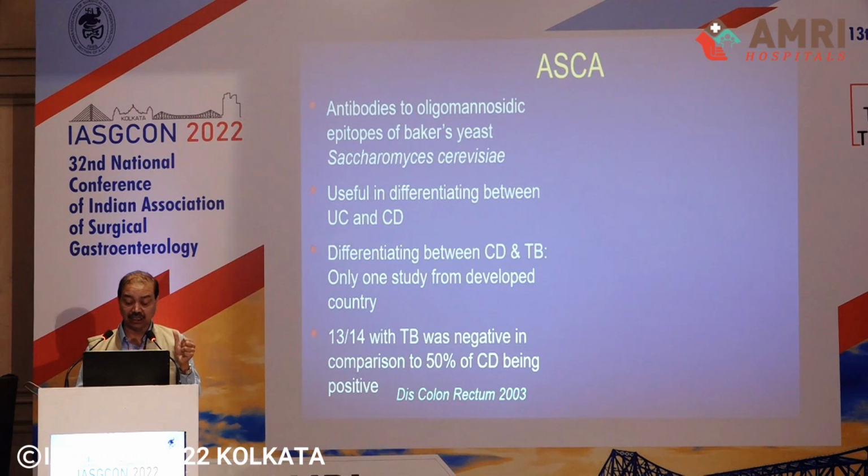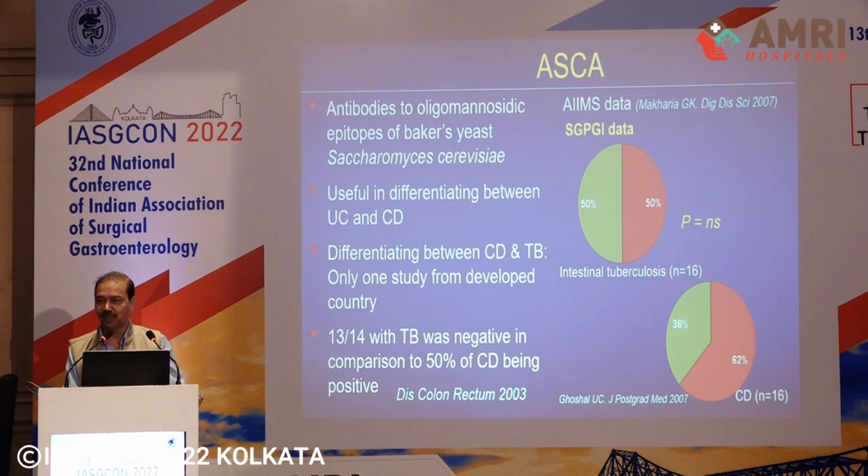There was one study published in Diseases of the Colon and Rectum in 2003 on 11 patients of tuberculosis and a large number, more than 50 or 60, of Crohn's disease. They found ASCA antibody was there in 50% of Crohn's, but out of 11 only one tuberculosis, and therefore the market was full of ASCA antibody, and people were using ASCA antibody to differentiate between TB and Crohn's. Look at the beauty of research, why you should be doing research. These are two studies, one published from AIIMS and one from SGPGI.